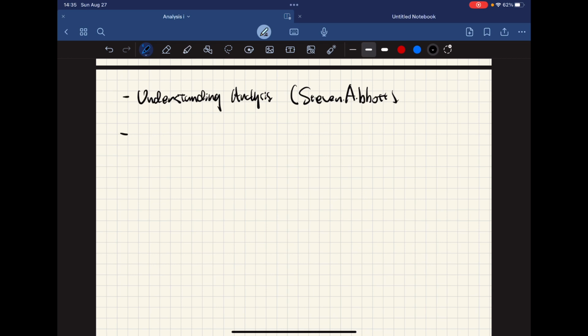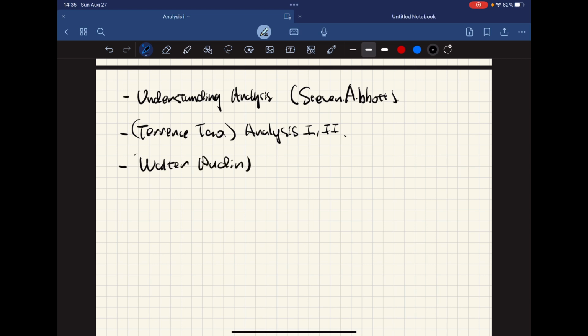The second book is by Terence Tao, called Analysis 1. He actually wrote another book called Analysis 2, and we'll be using that in the future, so better reference that. And I will also be using a little bit of Walter Rudin, which is a classic called Principles of Mathematical Analysis.